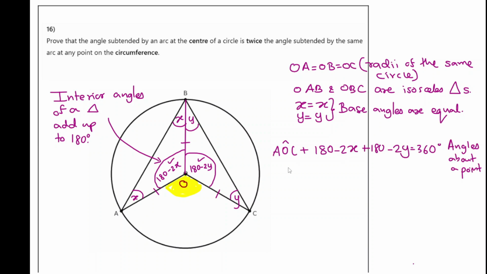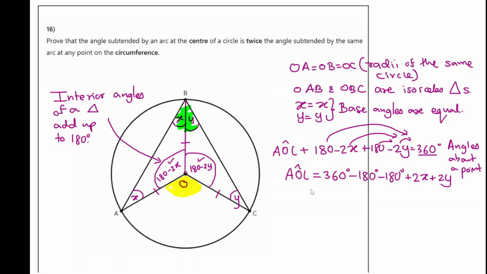Now, we can simplify this further. AOC is equal to 360 degrees on this side, 180 and this 180, they go to the other side and they both become negative. So negative 180, take away another 180. And this 2x negative 2x becomes plus 2x and the other one becomes plus 2y. Now you can clearly see 180 and these two negative 180s get cancelled out. AOC is equal to 2x add 2y.